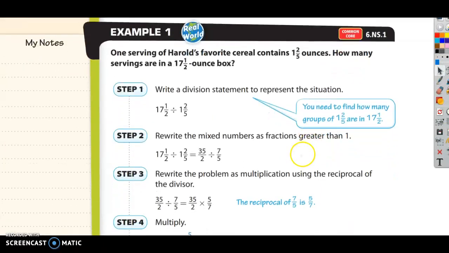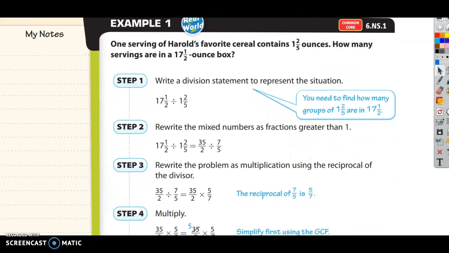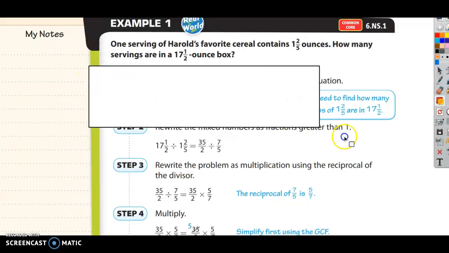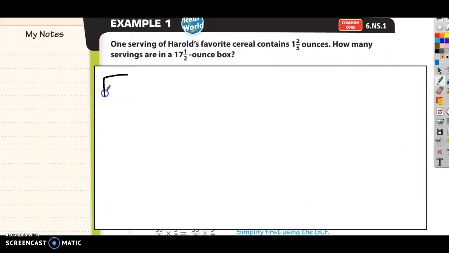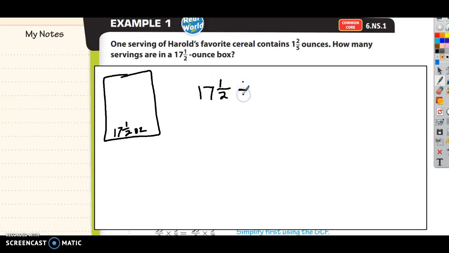Example 1. One serving of Harold's favorite cereal contains 1 2/5 ounces. How many servings are in a 17.5 ounce box? So I'm going to go ahead and cover this up. You know me. By now you've seen that I like to show you this rather than have you look at the book. You're welcome to look at the book, but I like to show you. So Harold has a box of cereal, and at the bottom it says 17.5 ounces. And so you're wondering how many bowls of cereal do you get out of it? Well, if you take the 17.5 ounces, you're going to divide that by the serving size, which is 1 2/5, and we know that from the directions.